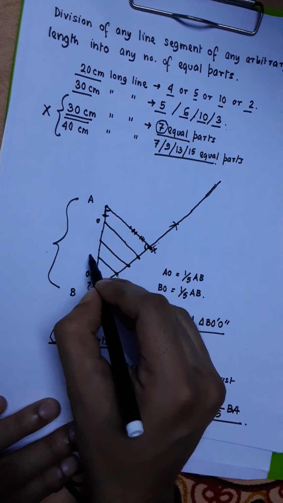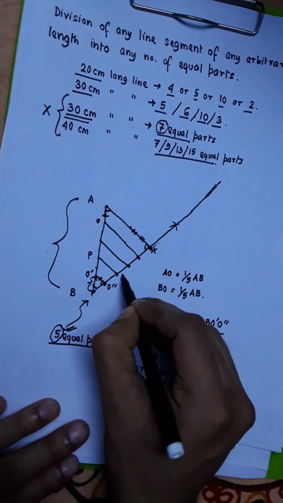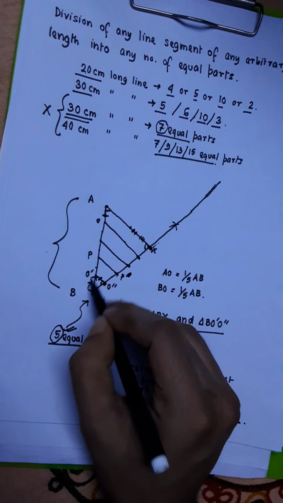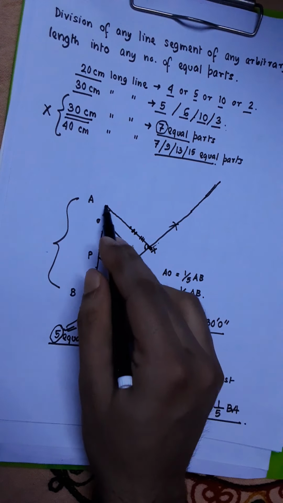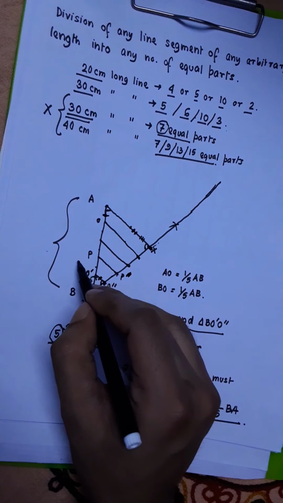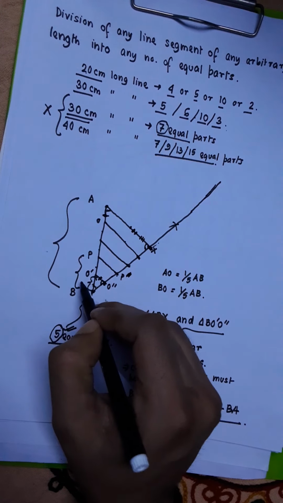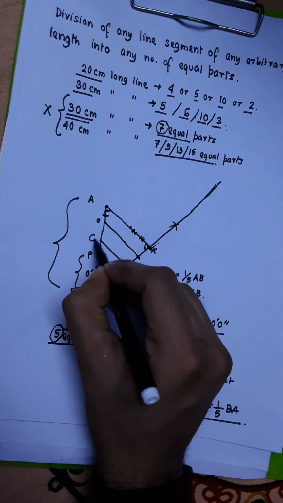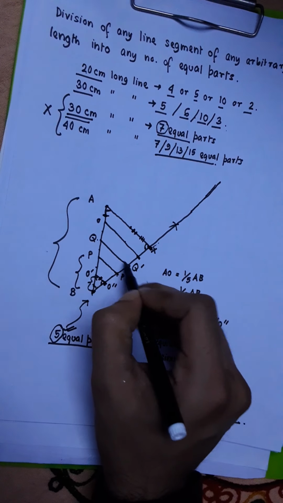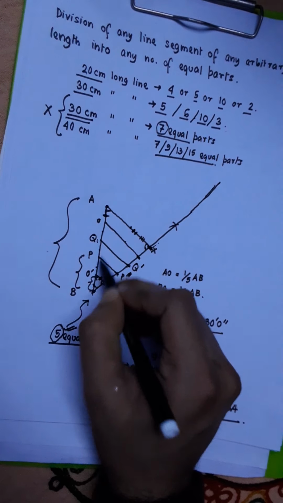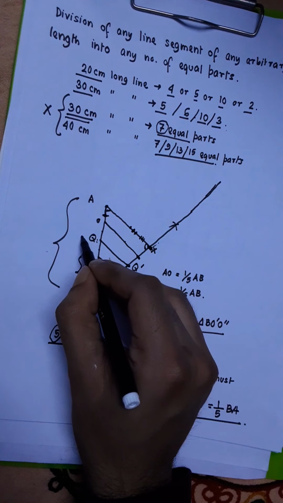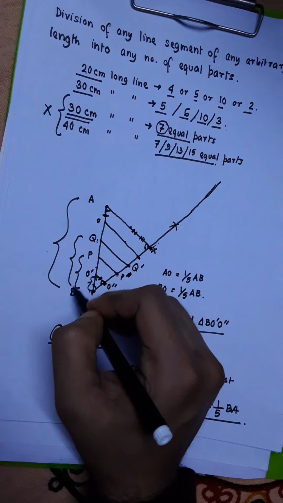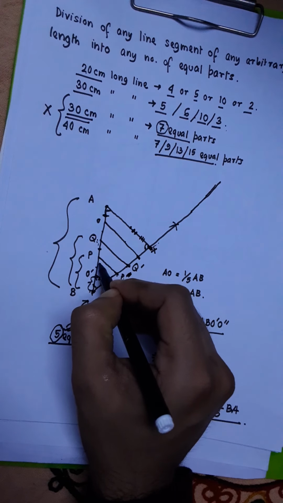Similarly, if this point you call P and this point you call P dashed, then by taking the triangle BPP dashed and the triangle ABX, it is possible for you to show that this length is 2/5 of this total length AB. Again, by taking the triangle BQQ dashed and ABX, it is possible for you to show that this length is 3/5 of the total length AB. So this is 3/5, this is 2/5, so this is again 1/5 of AB.